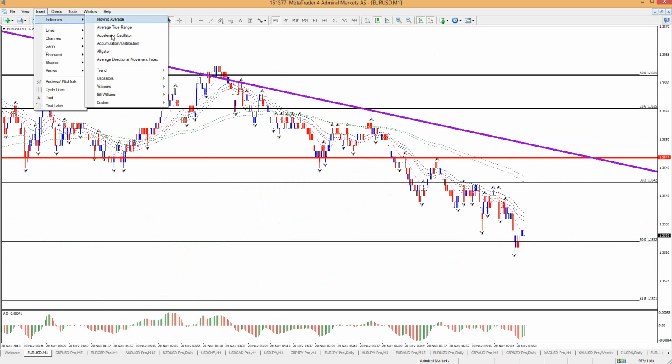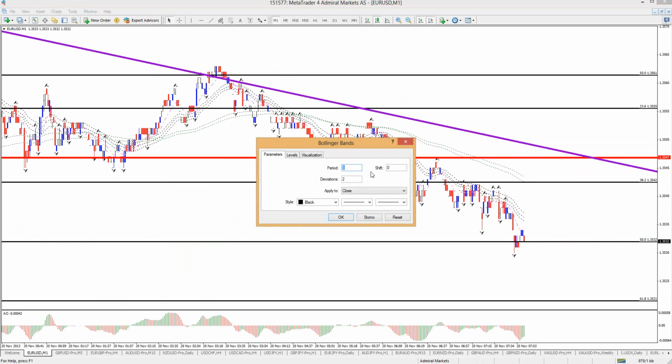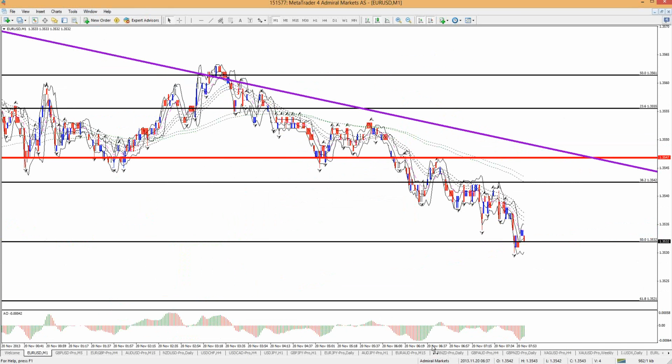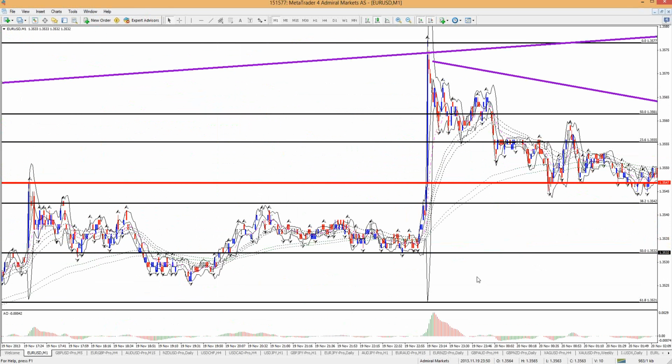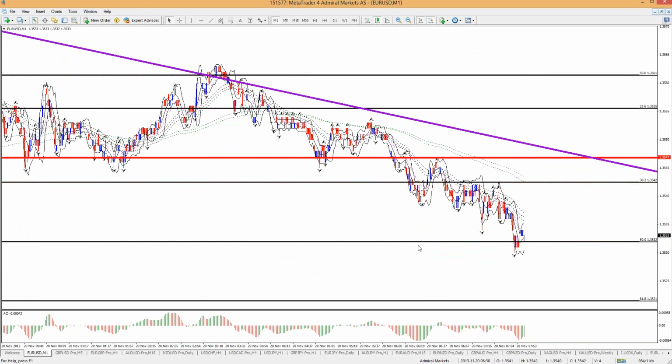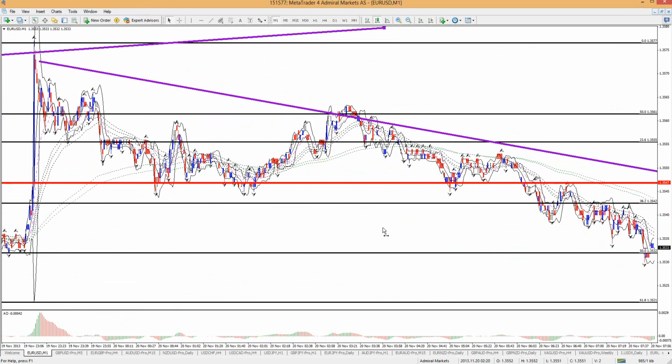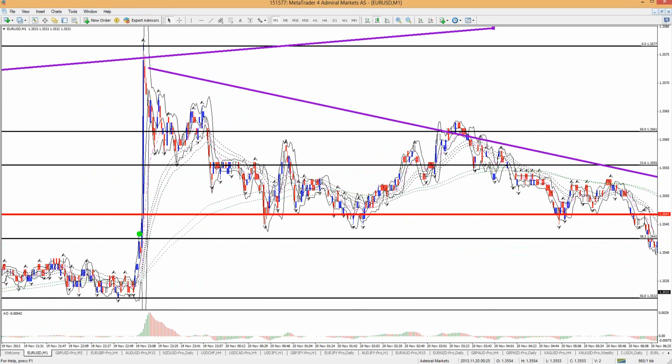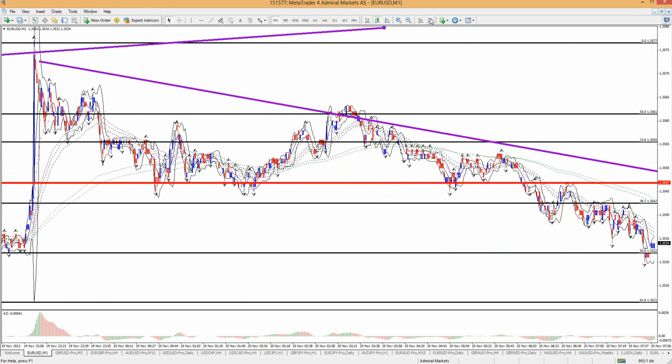Let me put Bollinger Bands on this for the fun of it. That was a big spike yesterday. This was a typical spike. Look at that. Why? Because it's so fast. It's really basically 2 minutes of upside. That's it. And the rest was just flat. So that's typical for a spike.